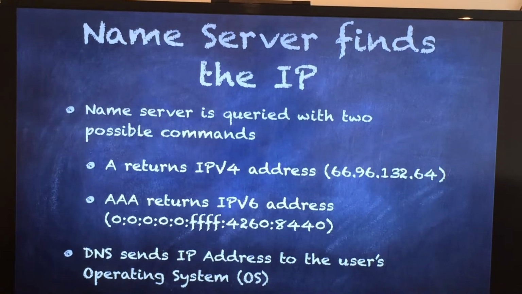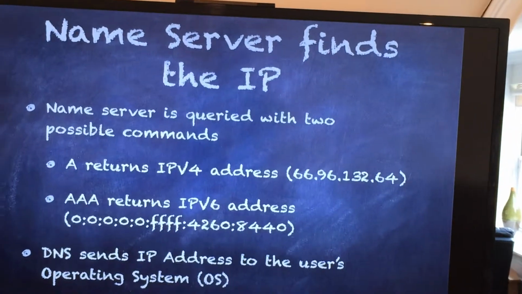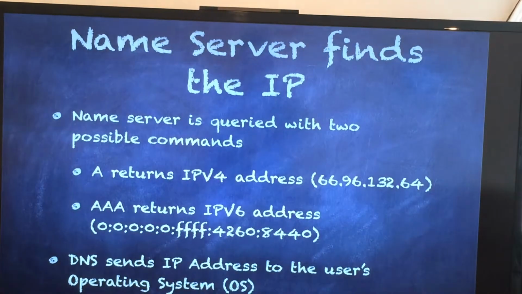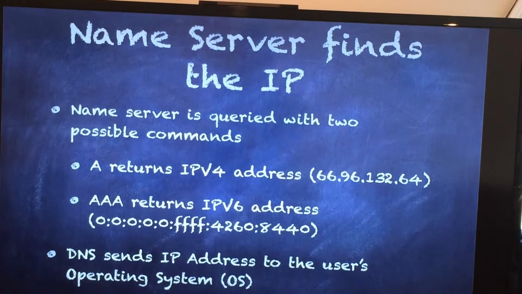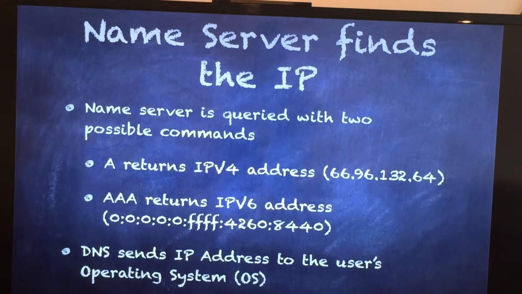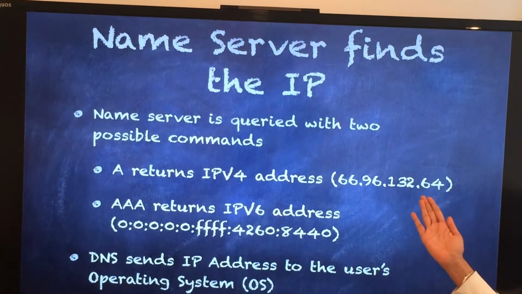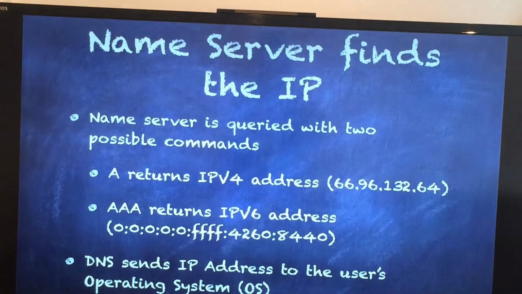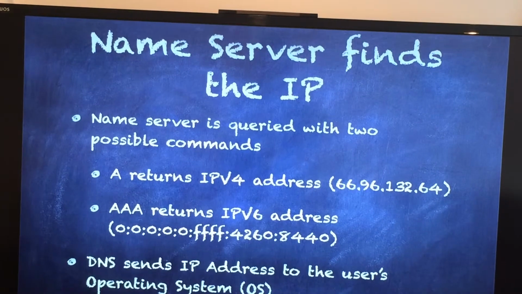So, after the name server is queried and found, the name server may be queried with two possible commands, either 1 A or a series of 3 As. And depending on which command is sent to the name server, either an IPv4 or IPv6 address will be returned. So here are Nerdina's IPv4 and IPv6 addresses. Now, the DNS will send the IP address to the user's operating system.